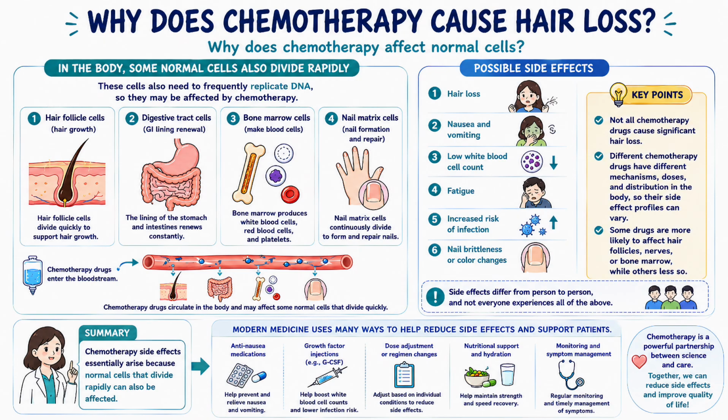So, to summarize, chemotherapy works by targeting rapidly dividing cells. Because cancer cells divide faster than most normal cells, they are particularly vulnerable to chemotherapy. However, some normal tissues also divide rapidly, including hair follicles, the digestive tract, bone marrow, and nail-producing cells. That is why chemotherapy can cause side effects such as hair loss, nausea, vomiting, low blood cell counts, fatigue, and nail changes. Understanding why these side effects occur can help us better understand both the strengths and limitations of chemotherapy.